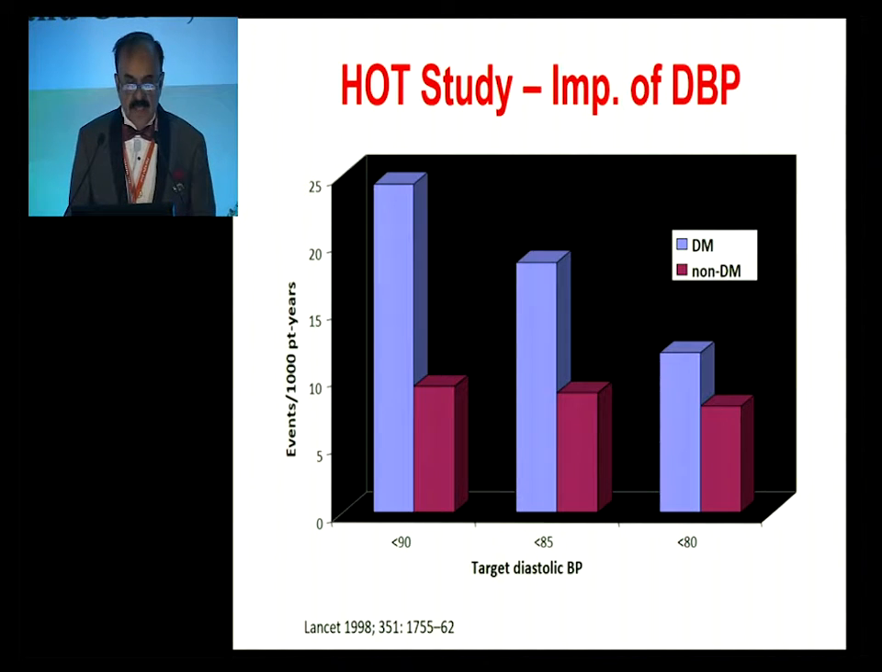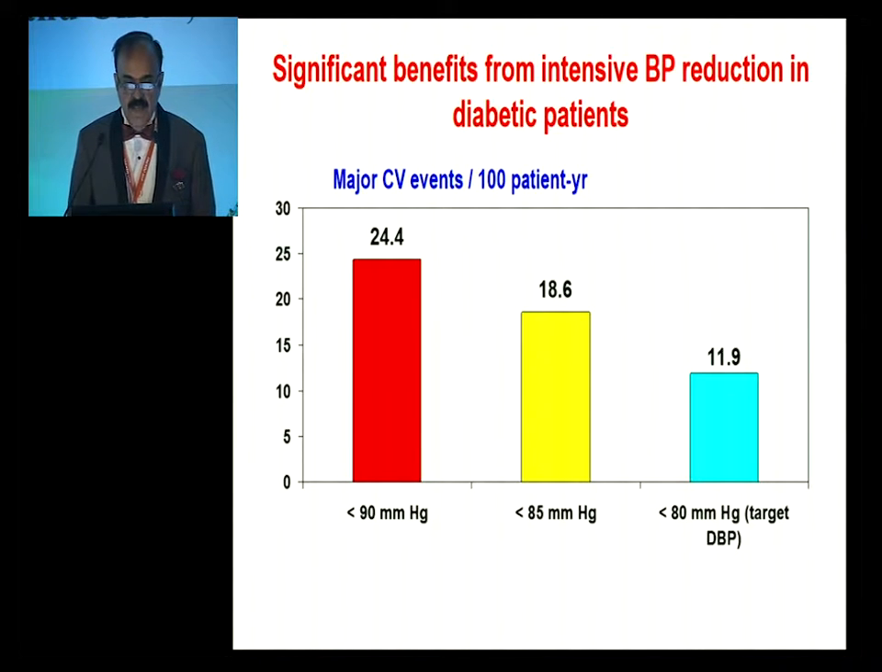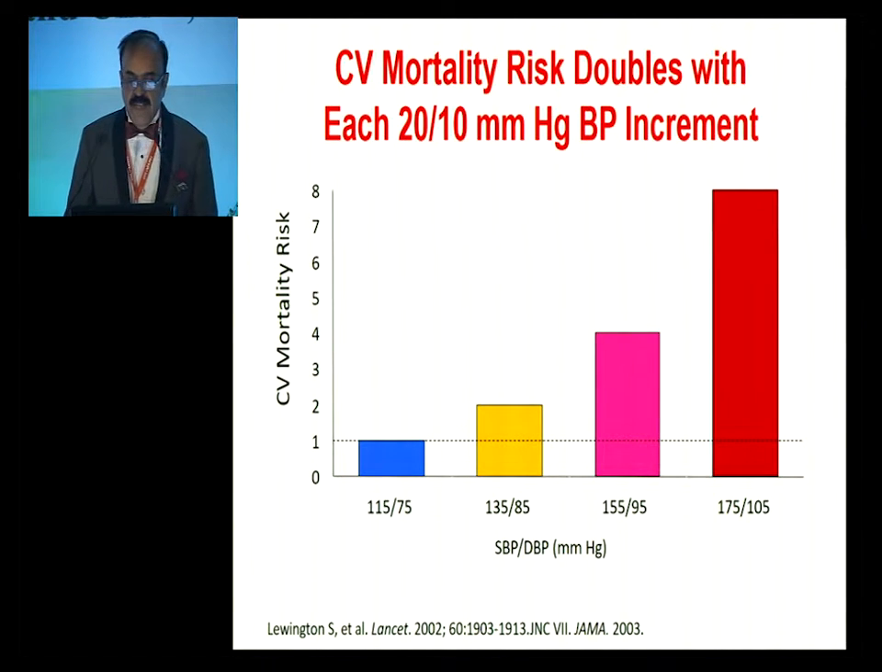Again, this HOT study says if you reduce the diastolic pressure, the incidence of cardiac events is less. And major CV events from intensive BP reduction in diabetic patients: if the diastolic blood pressure is more than 90, 18%, if the blood pressure is more than 85, only 11.9, if the blood pressure is around 80. Again, the CV mortality risk doubles with each 20/10 millimeters of BP increment. All of you know, if somebody has 115/75 and they develop 135/85, compared to that patient, there is double the risk of a cardiovascular event.